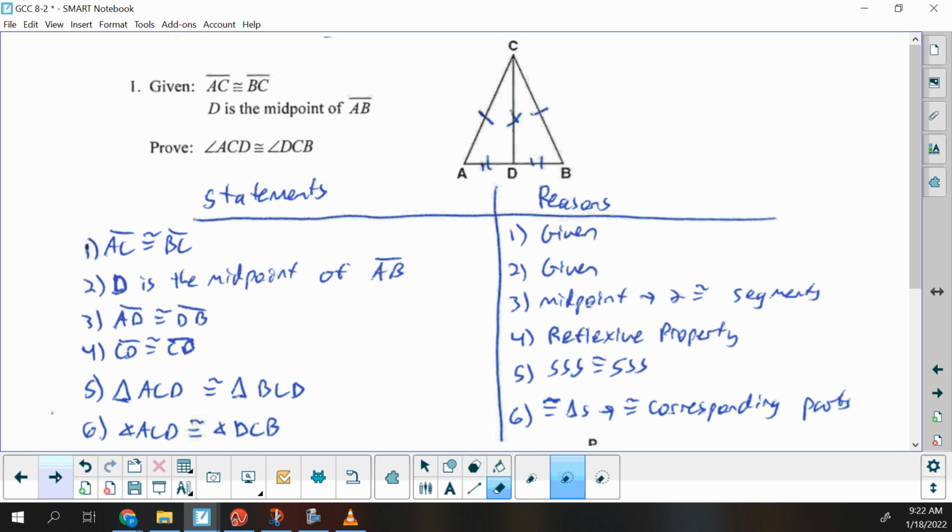All right, so we had one given set of things congruent. Midpoint implies 2 congruent segments. That gave us the AD and DB. And then you could do reflexive property to get side, side, side, congruent to side, side, side.